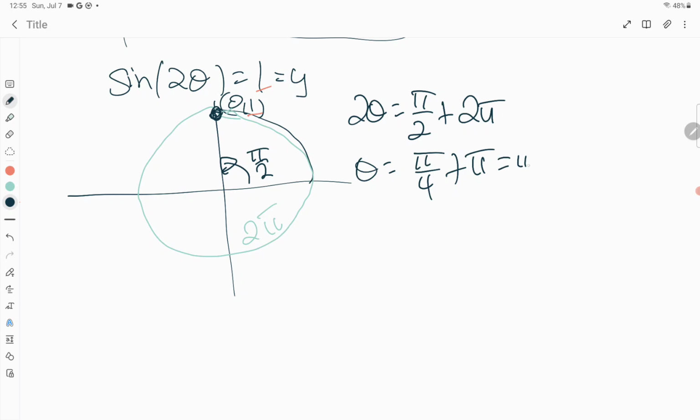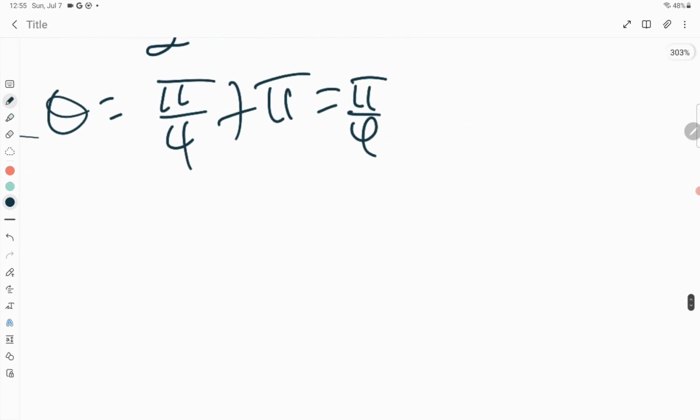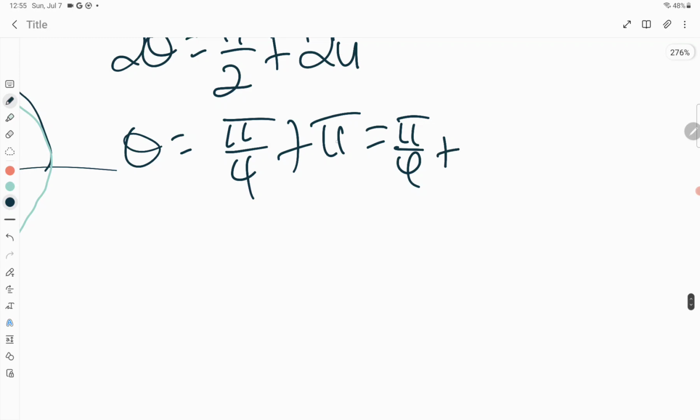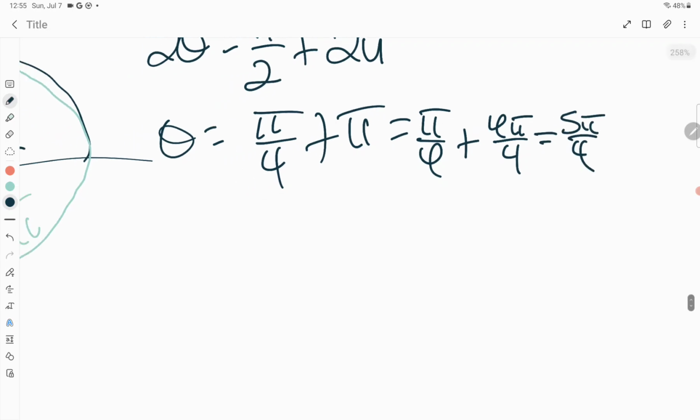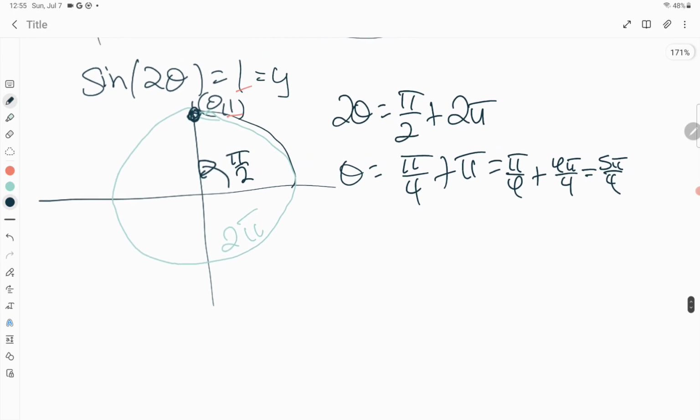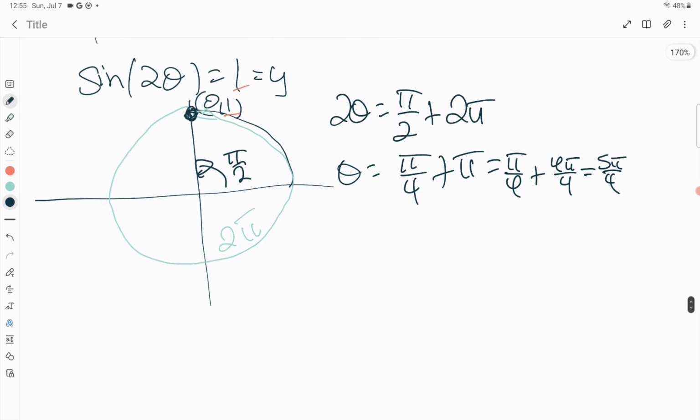Let's work this out. So it's pi over 4 here, plus pi, which is going to be now 4 pi over 4. That's equivalent to 1 pi, because 4 divided by 4 is 1. So you're going to have 5 pi over 4. Is this less than 2 pi? You very likely know that that's already the case just by knowledge of the unit circle.